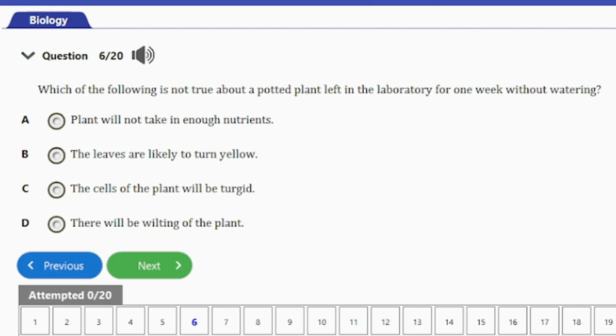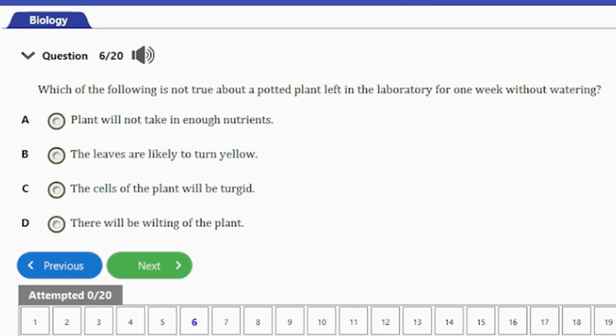Question number 6 here. It says, which of the following is not true about a potted plant left in the laboratory for 1 week without watering? A. Plants will not take in enough nutrients. B. The leaves are likely to turn yellow. C. The cells of the plants will be turgid. D. There will be wilting of the plants. The answer to this question is option C here.